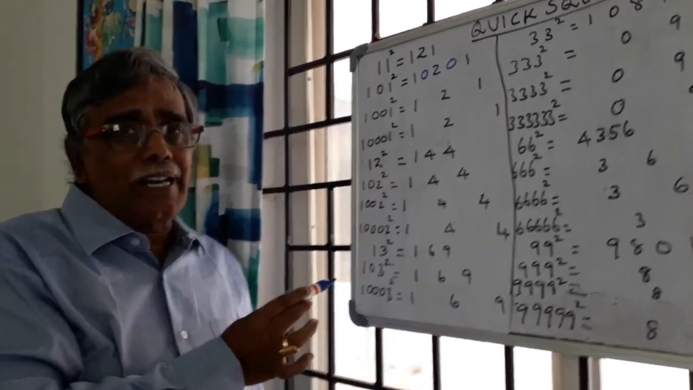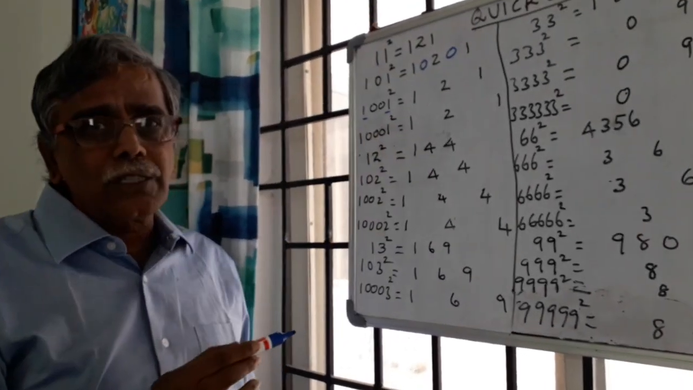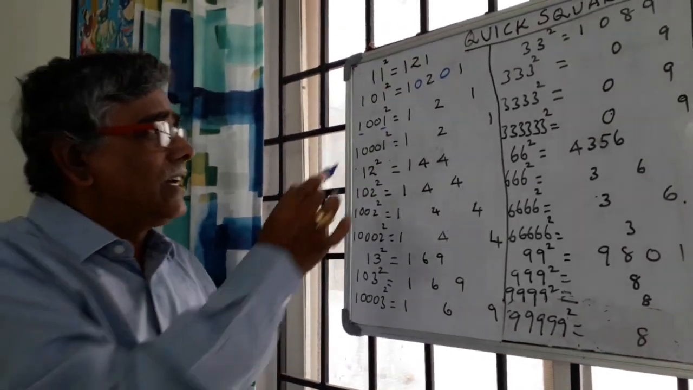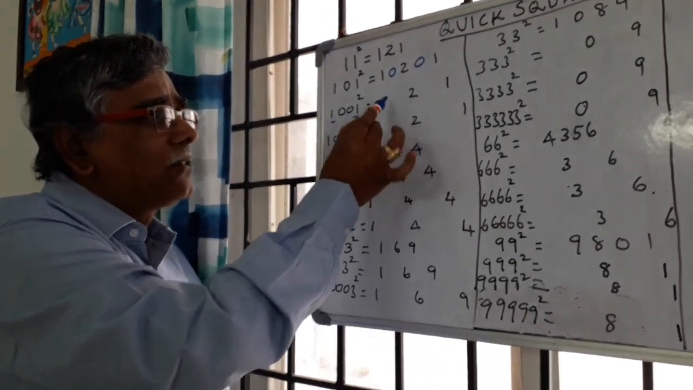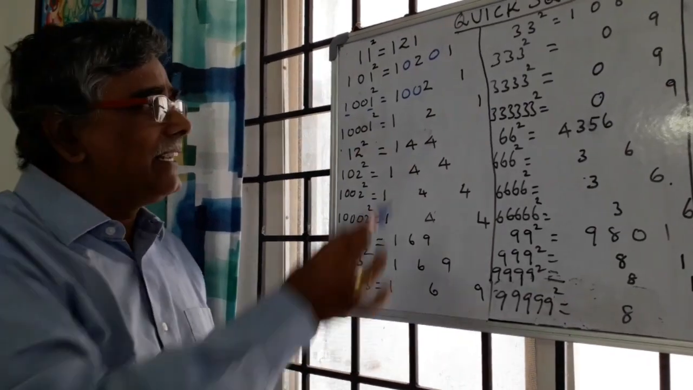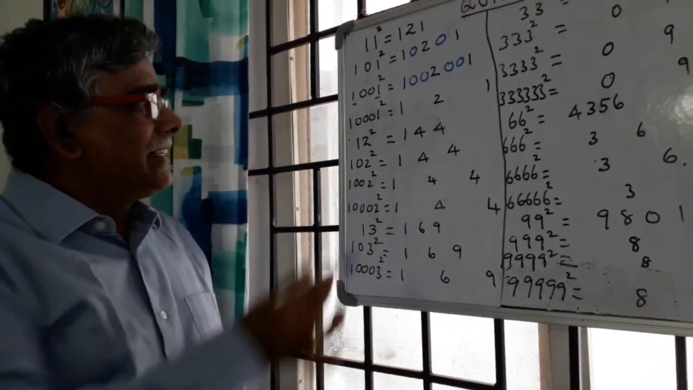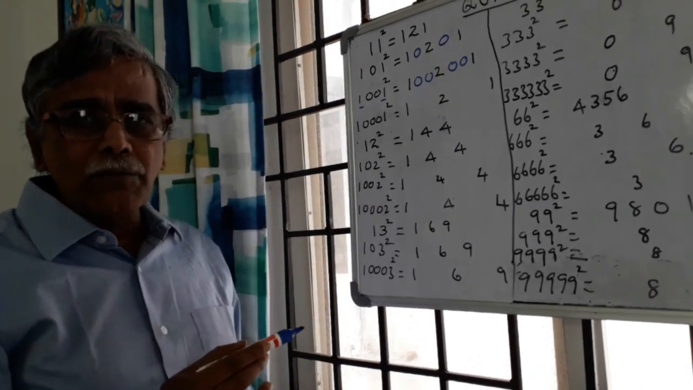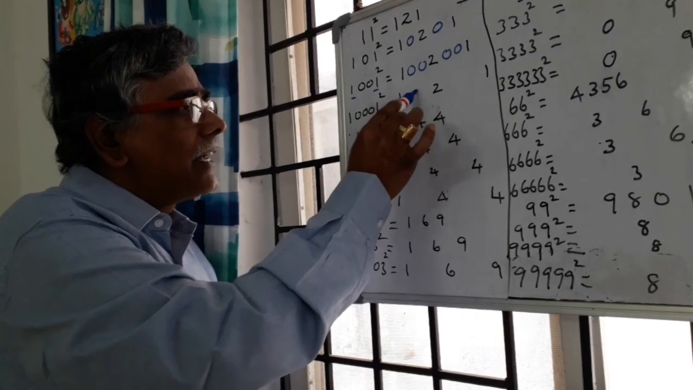Likewise, 1001 square: how many zeros in between these two ones? Two zeros in between these ones. So you put two zeros in between these 1 and 2, and then again you put two zeros in between these 2 and 1. Likewise, 10,001. How many zeros between these two ones? Three zeros are there. You put three zeros here.